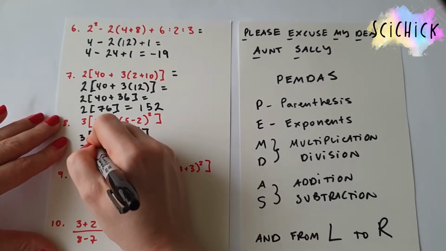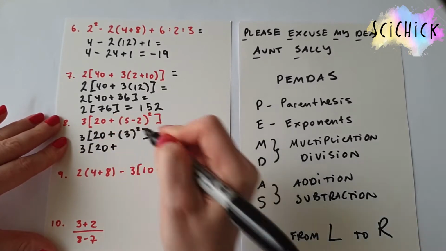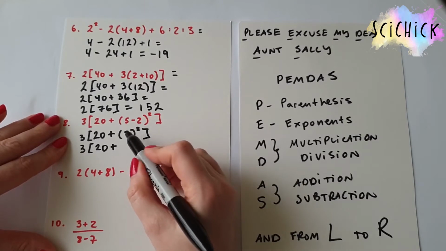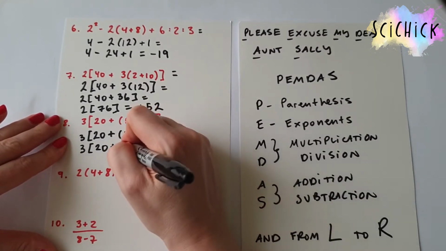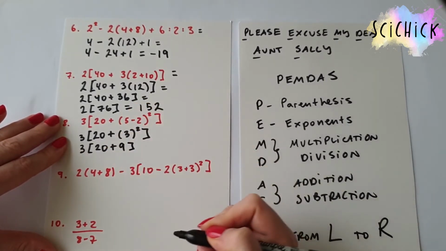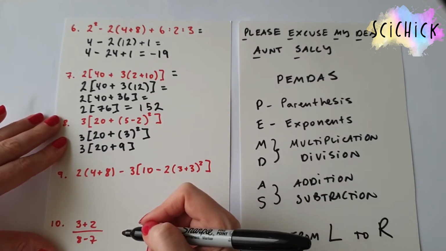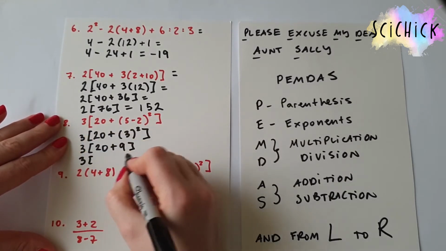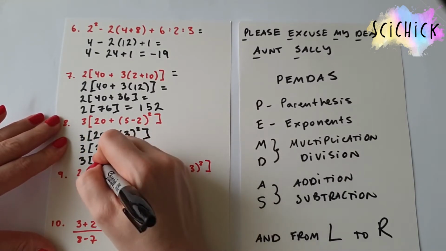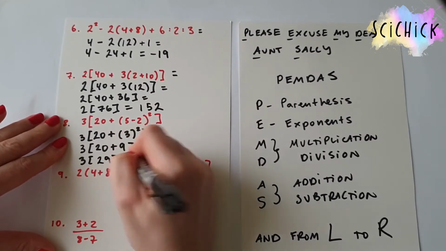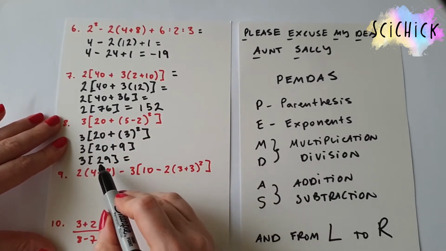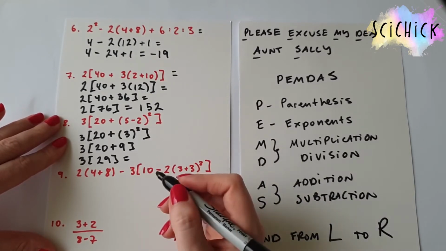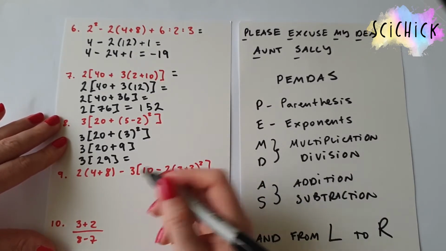So I'm gonna bring the 3 with me. 20, bringing it with me. Gonna do the exponent, which is 3 times 3, which is a 9. Closing the brackets or the parentheses. Okay. Then bringing 3 with me, fixing what's inside the parentheses. 20 plus 9, 29. So now I have 3 times 29. Which, if I was doing it, I would just do 3 times 30 minus 3. That's how I would do it, 87.